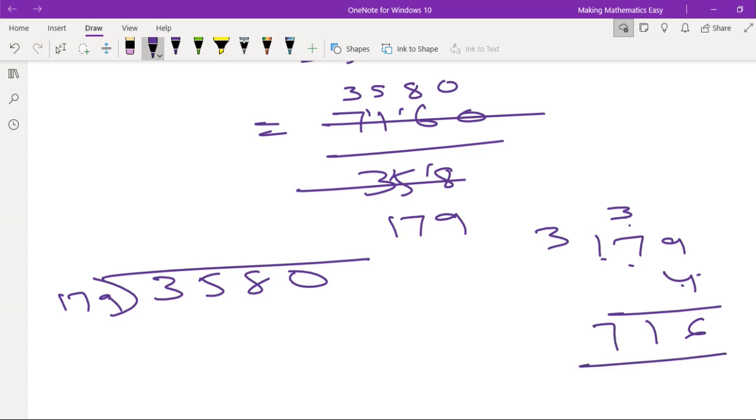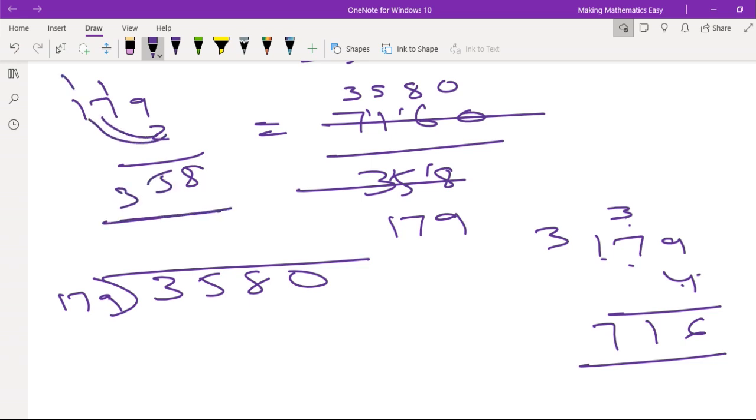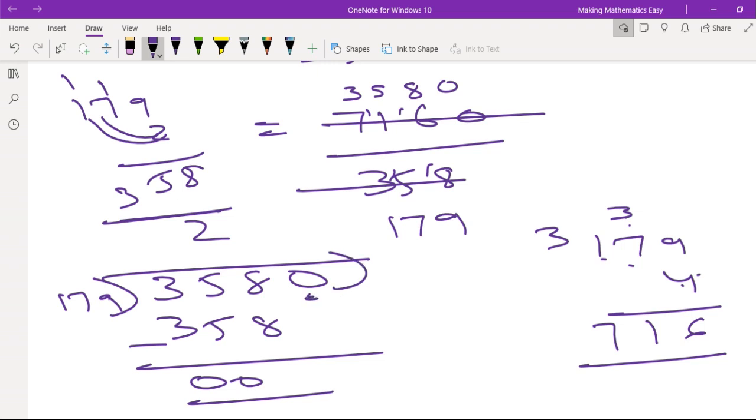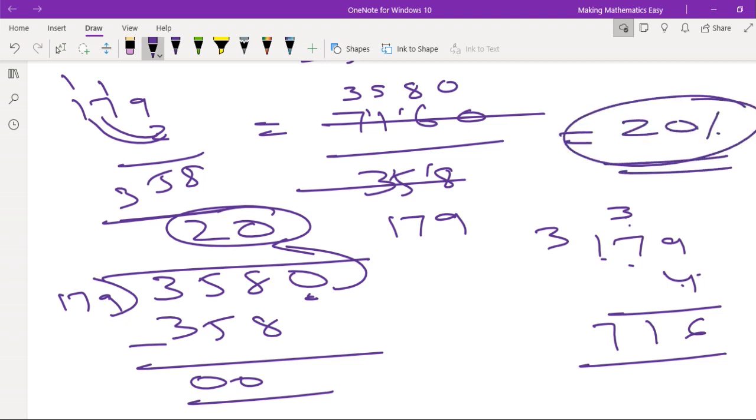So we have 716, which is higher. So I think we need to try by 2. 9 twos are 18, 7 twos are 14, 15, 2 ones are 2, 3, 358, right? So 2 twos are 358, this will become 0, 0, but this 0 will go over here, so this will become 20. So there is a loss of 20% in this case.